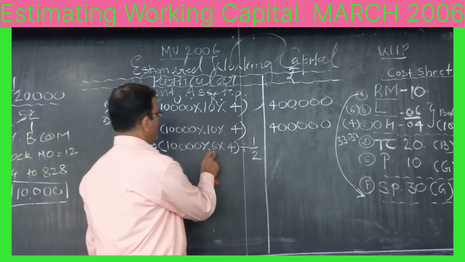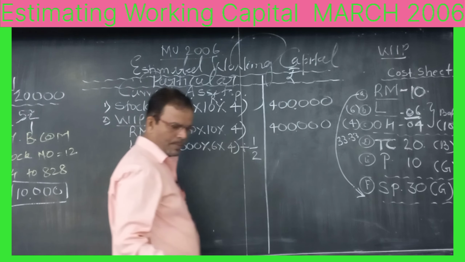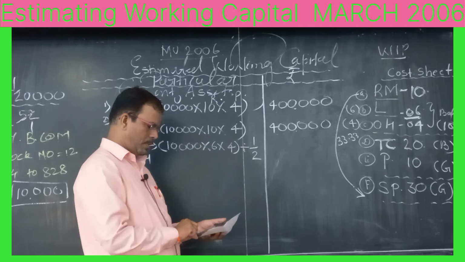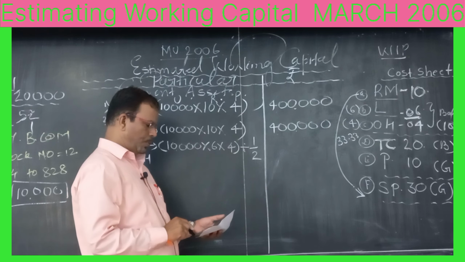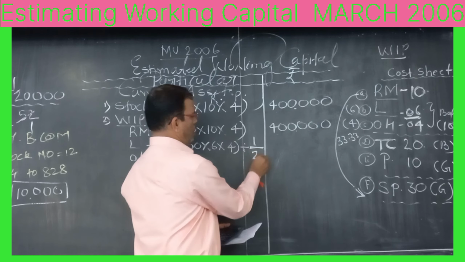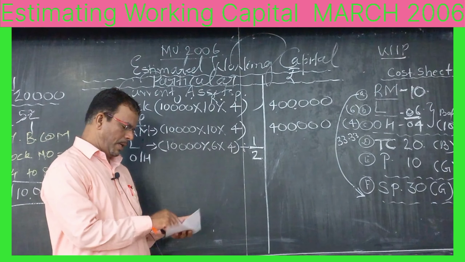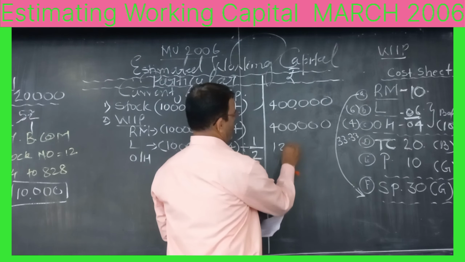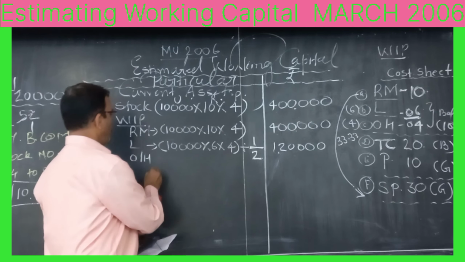So 10,000 into 6, 60,000. 60,000 into 4, 2,40,000. And divide 2,40,000 by 2, because labor and overhead is always 50% of the amount. So how much is coming? 1,20,000. Okay. After that, overhead.